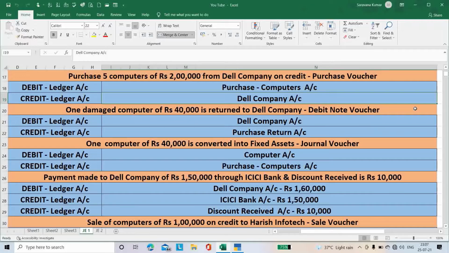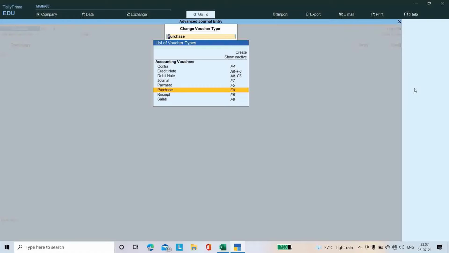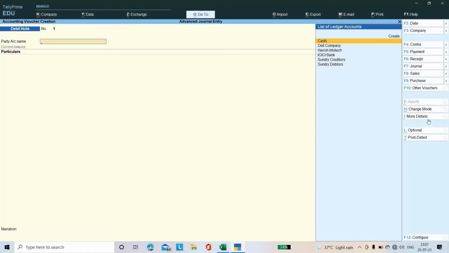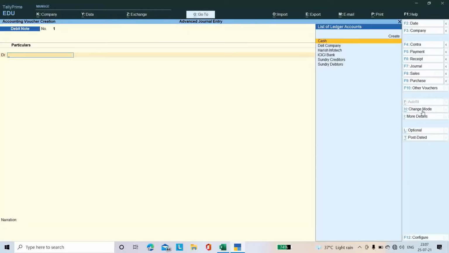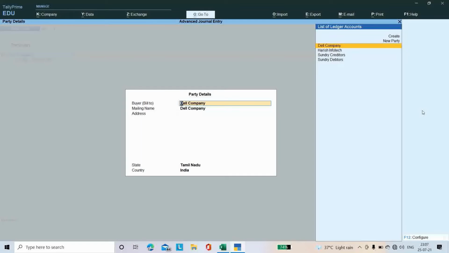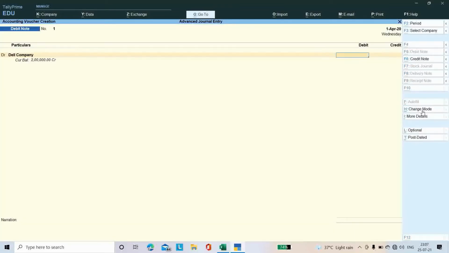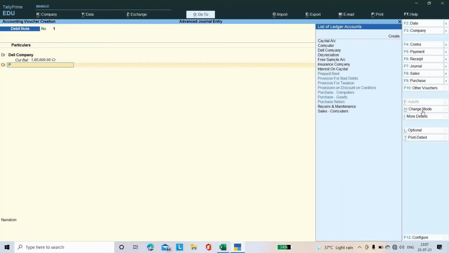This transaction you should enter in debit note voucher. Here click other vouchers. In that select debit note. Then click change mode, select as voucher. So debit Dell company, how much? 40,000. The credit is purchase return.